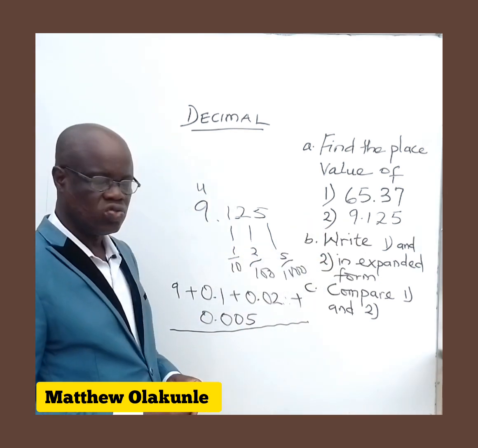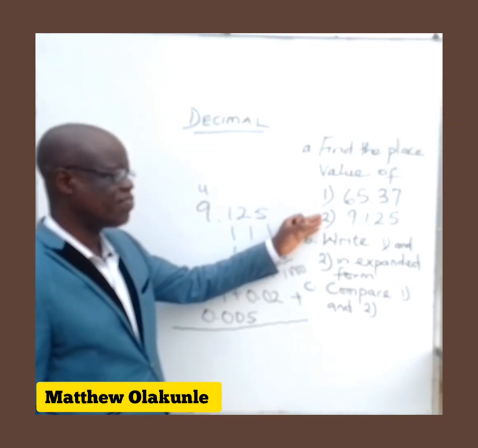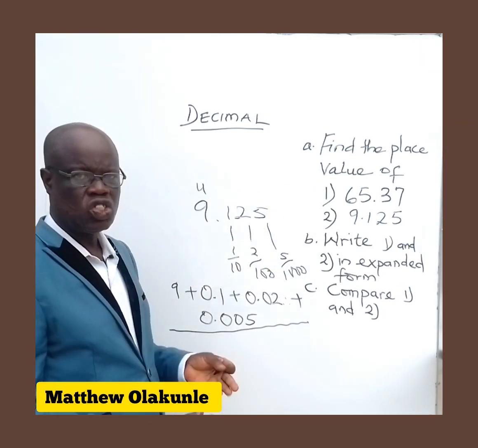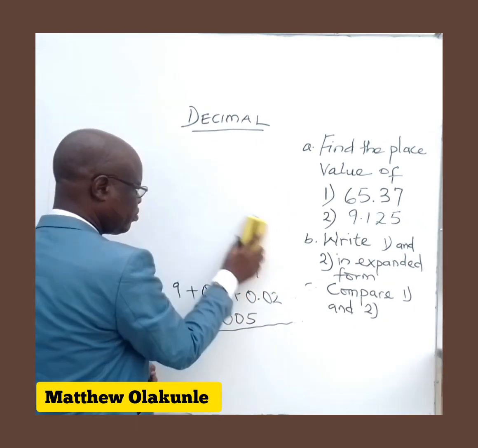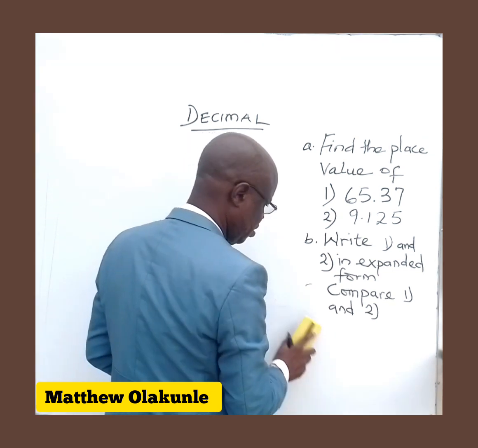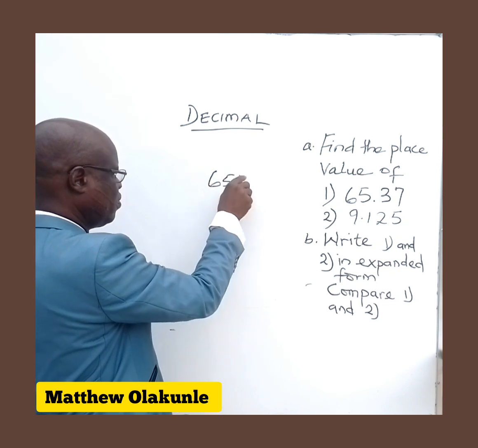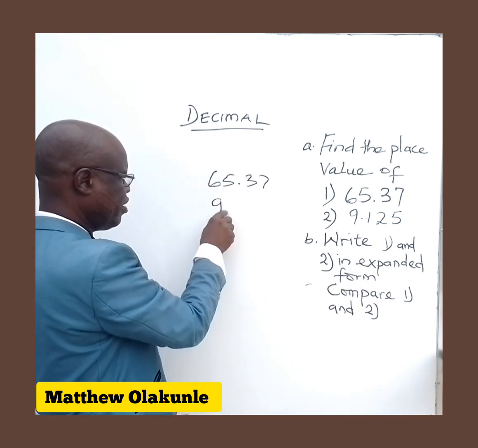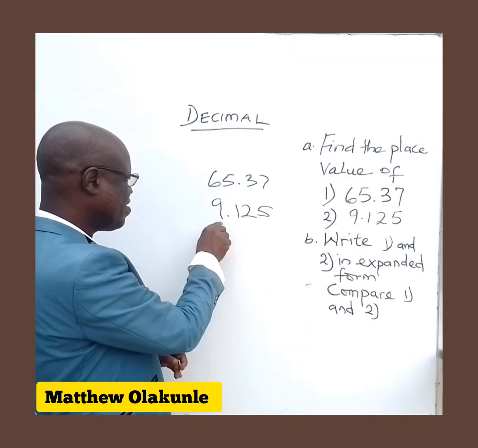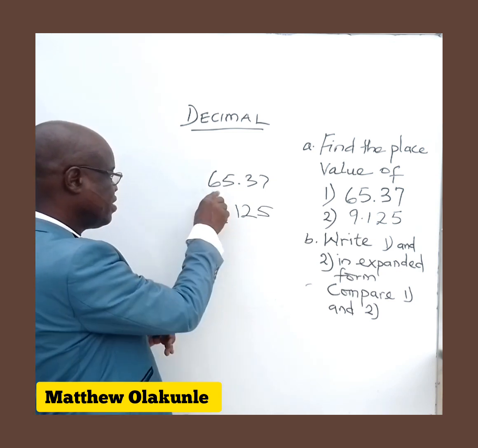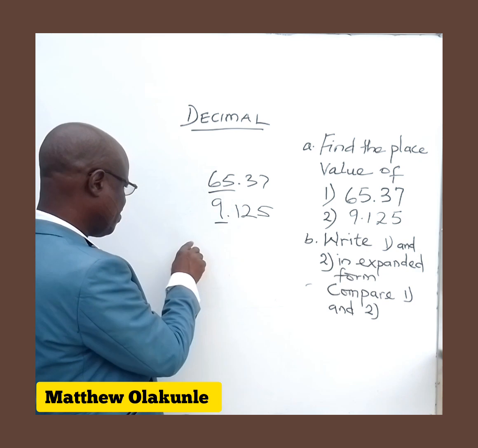Now, the last thing we want to do is, how do we compare these two numbers? In which way are we going to compare it? Let's look at this. You have 65.37, then you have 9.125. This is very easy to compare because this one is 9, which is the whole number. This one is 65. And already you know that 65 is more than 9.